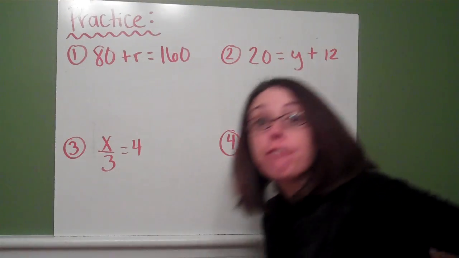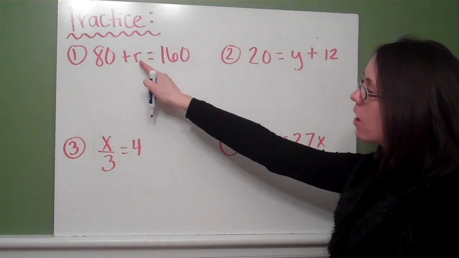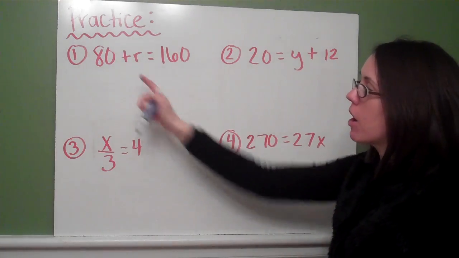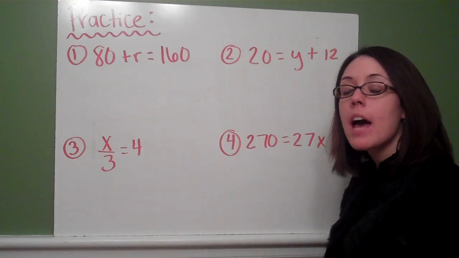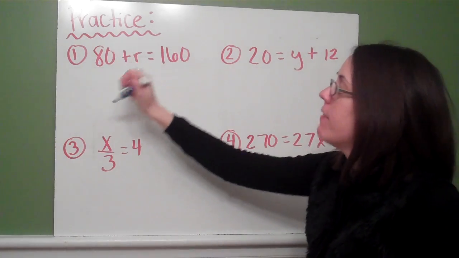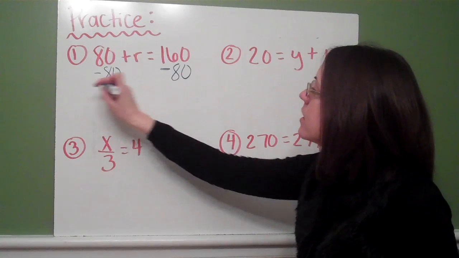We're going to do a few practice problems. Practice problem number 1. 80 plus r equals 160. Remember, our job is to get r by itself. How do we do that? We have to move 80 to the other side. That is a positive 80, so we're going to subtract 80 from both sides.